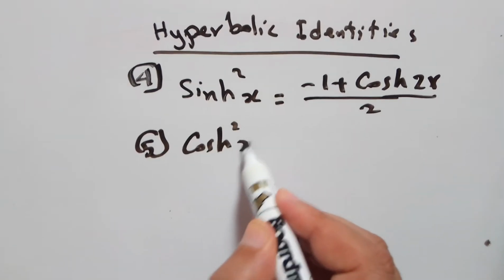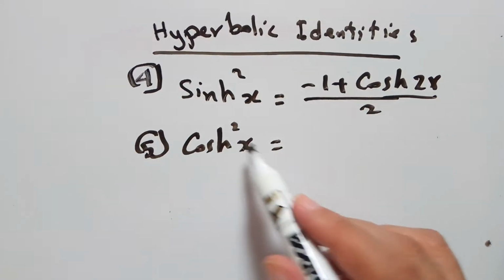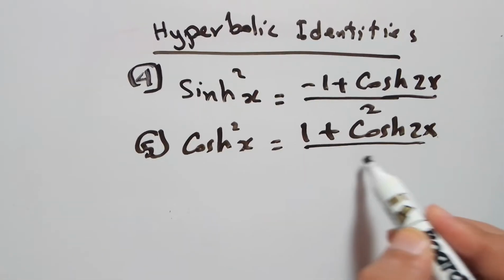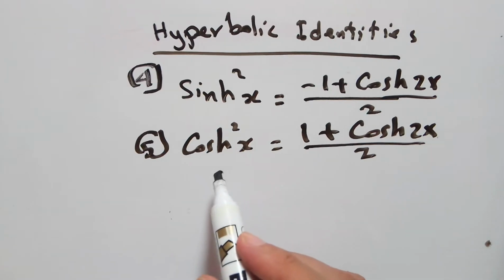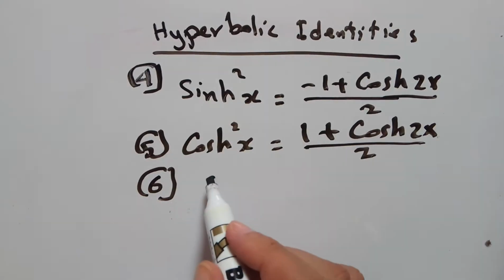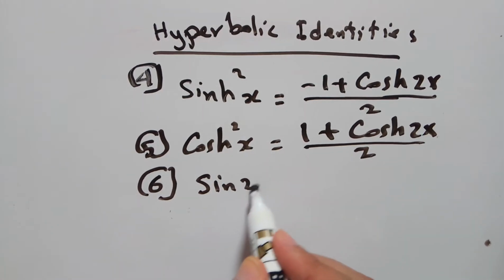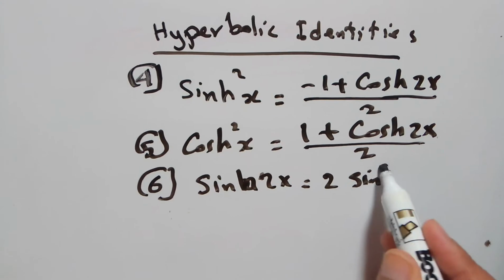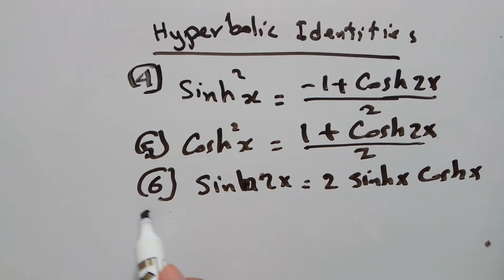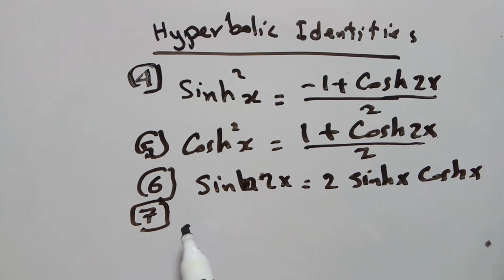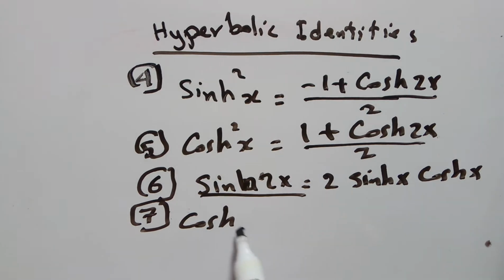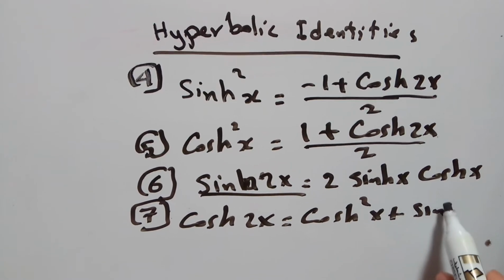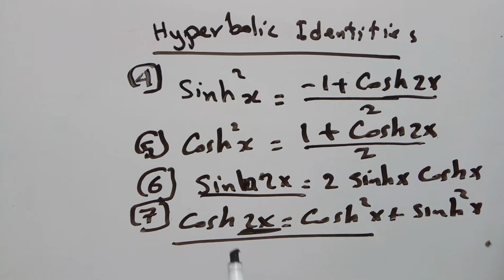And number 5, hypercosine square x is equal to 1 plus hypercosine double x divided by 2. And number 6, hypersine 2x is equal to 2 hypersine x hypercosine x. Number 7, the double angle rules, hypercosine 2x is equal to hypercosine square x plus hypersine square x. These are the double angle rules.